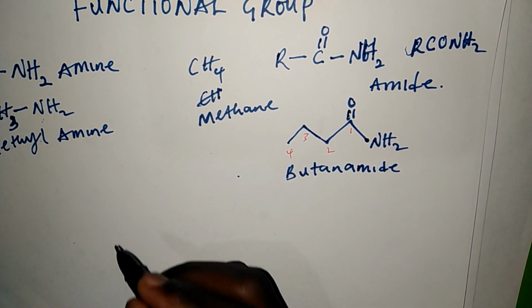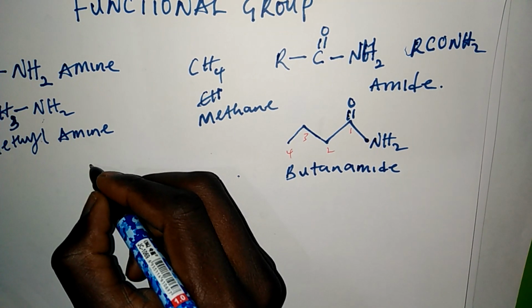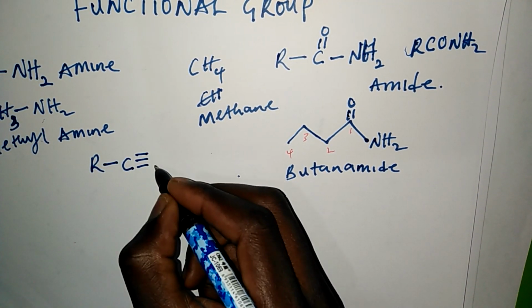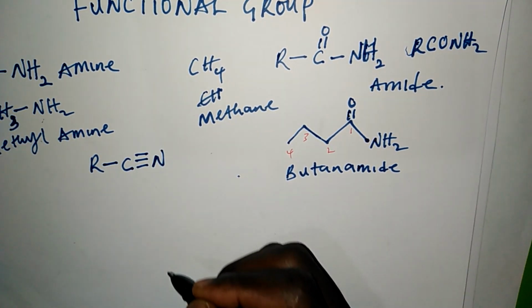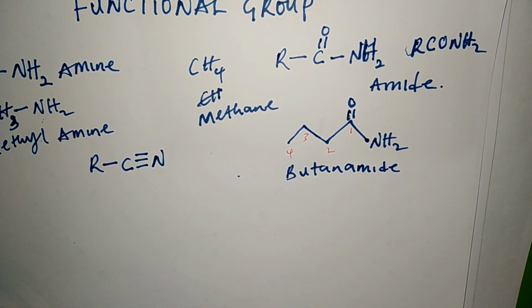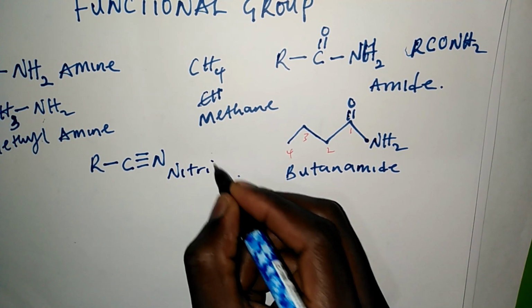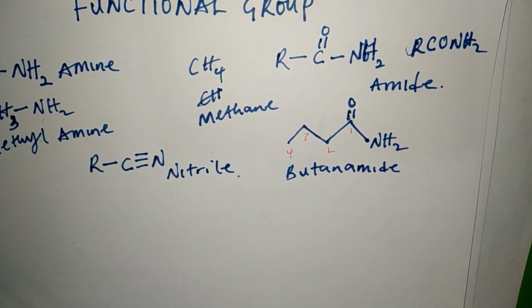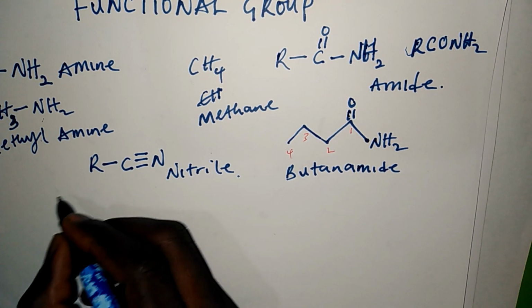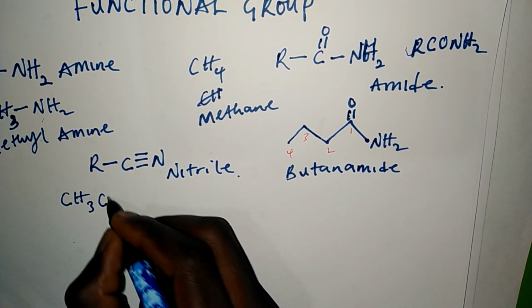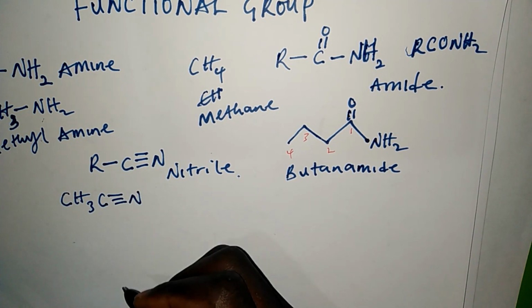What if you have a functional group that has a generic form like R, C triple bond N? Now, this particular functional group is known as nitrile. This particular functional group is known as nitrile. And let's take an example. Let's say we have CH3, C triple bond N.